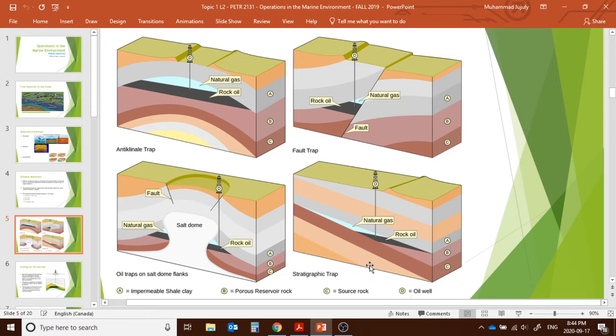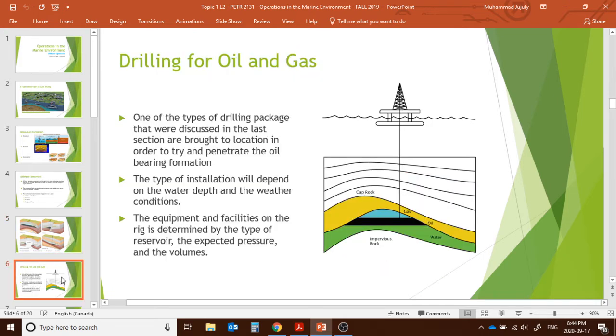And this is the stratigraphic trap. And a stratigraphic trap actually looks like this. Okay, so we have different types of traps. Now, how can we actually drill?